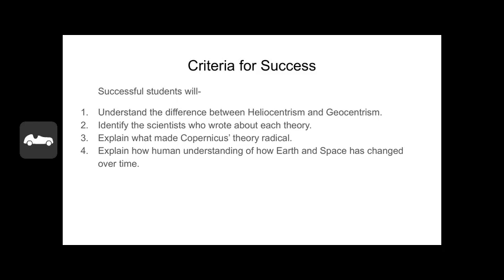To believe that the sun was at the center of the universe, that was Copernicus, and that was the heliocentric theory. And to believe the earth was at the center of the universe, that was Aristotle, and that was the geocentric theory. Good job, Zahir. Andrew, number two, can you identify the scientists who wrote about each theory?